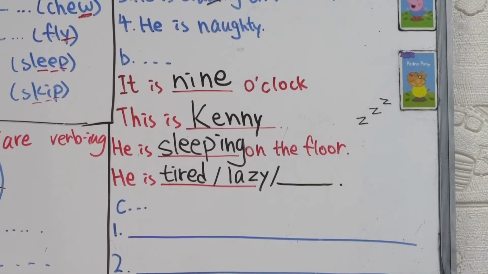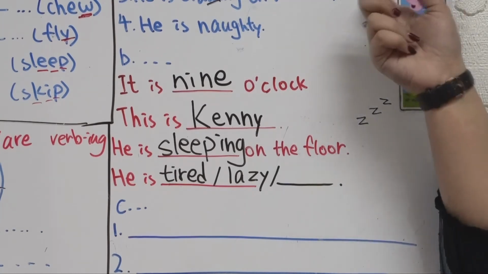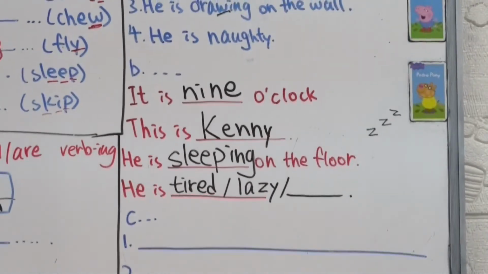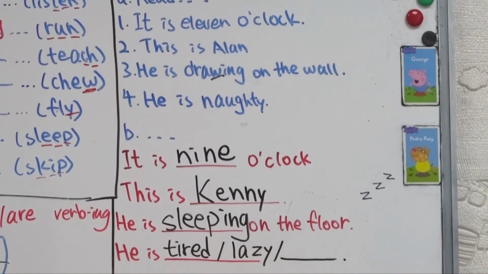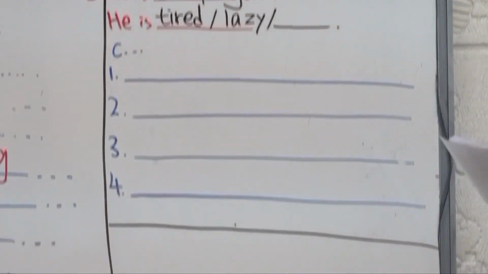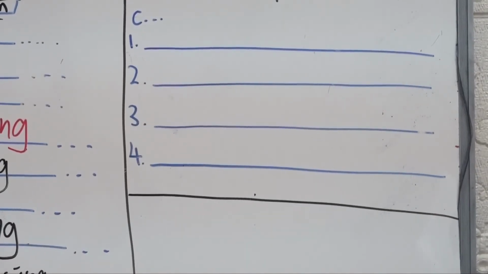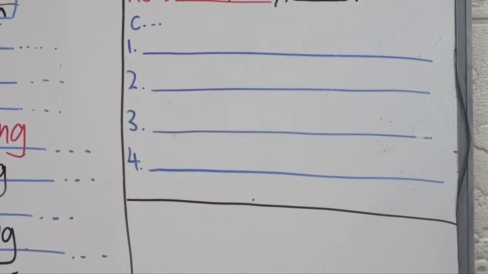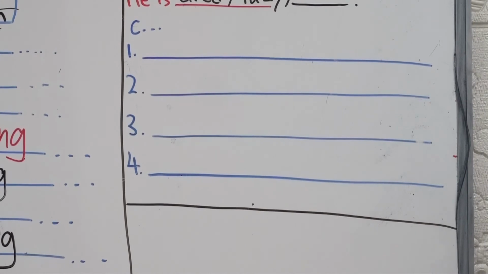Now, with the help of A and B. A and B have been done for you, right? So can you do C for me? For this, I think 2 minutes or 1 minute. Okay, I'll give you 1 minute. Try to do it. Okay, then we'll go through it together. 1 minute starts now.